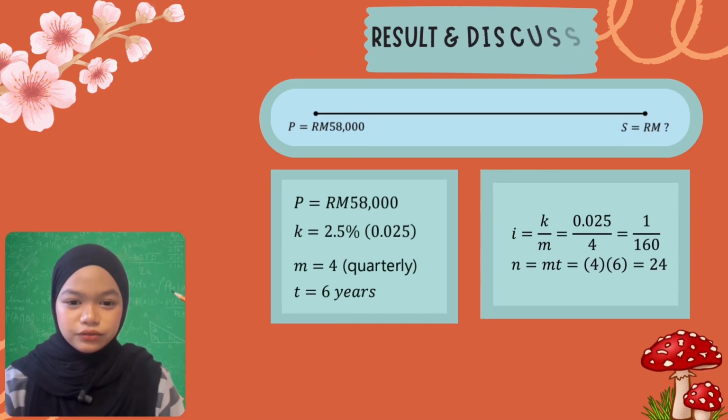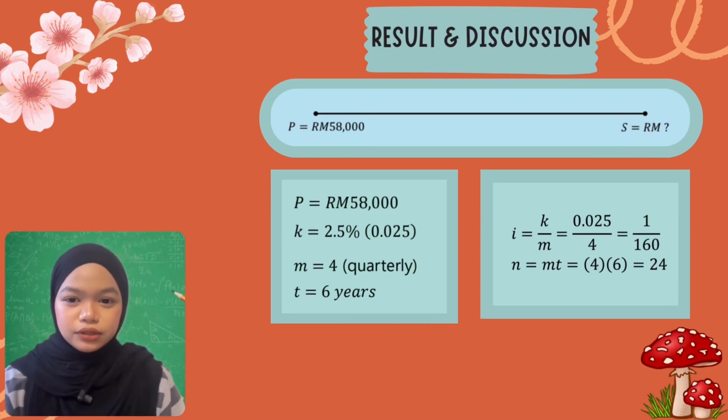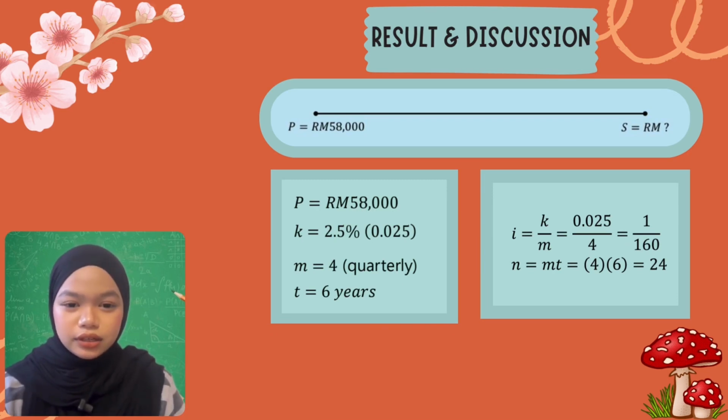The result and discussion for case study 1: P equals 58,000 ringgit, K equals 2.5%, which is 0.025, N equals 4, which is quarterly, and T equals 6 years. I equals K over N, which is 0.025 over 4, equals 1 over 160, and the number of interest periods equals M multiplied by T, which is 4 multiplied by 6, equals 24.